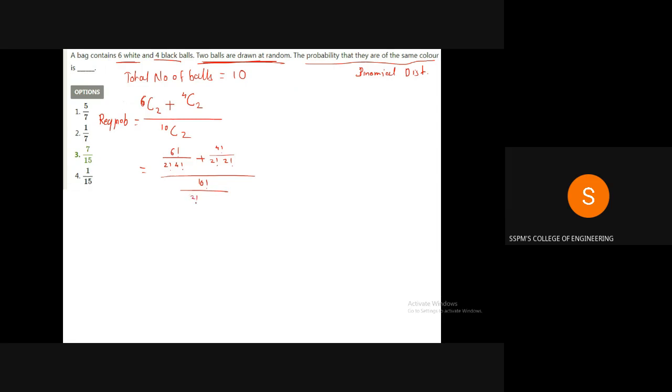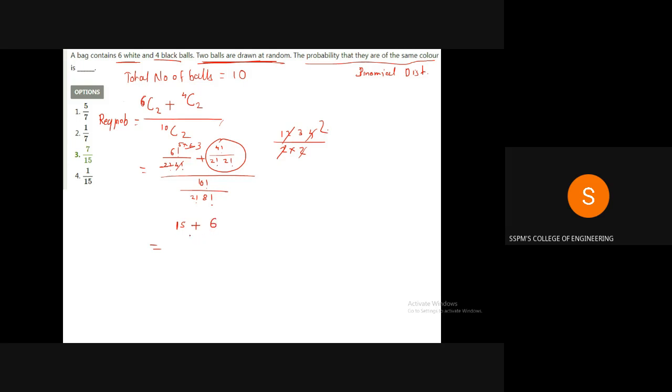So if we solve this, the 4 factorial will cancel in 6 factorial, and we will get 5 and 6 remaining. Again, 2 factorial means 2, so 5 into 3 we will get 15 here. For this part, 4 factorial means 1, 2, 3, 4 divided by 2 into 2. So the 2 and 2 will get cancelled. 2 times 4, 3 times... 6.